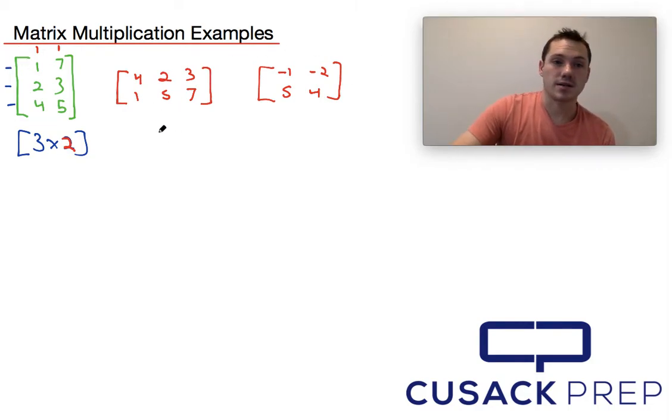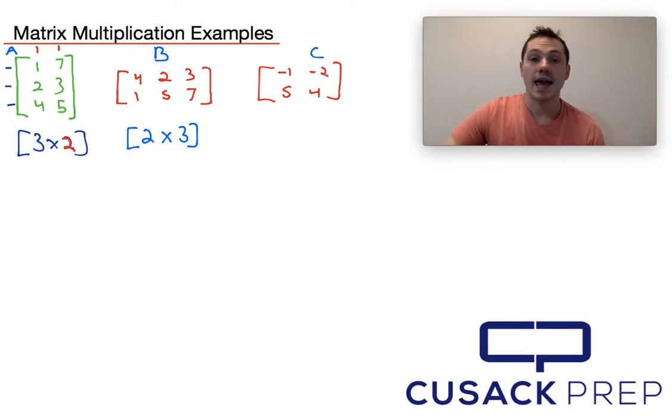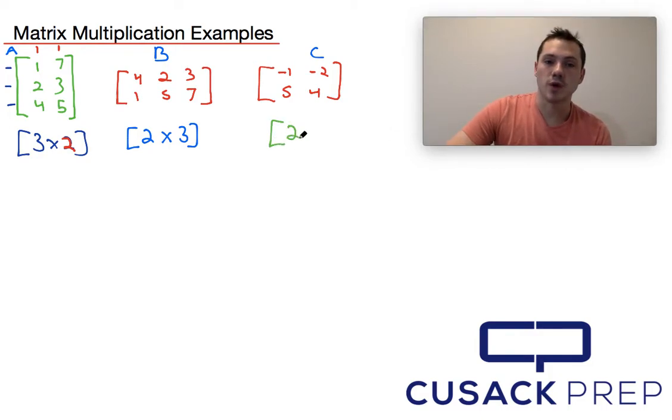The second matrix right here, which I'm going to call matrix B, I'm going to call this first one A, this last one C. The second matrix is a 2 by 3 matrix because there are 2 rows and 3 columns. And finally we have matrix C, which is a matrix with 2 rows and 2 columns.